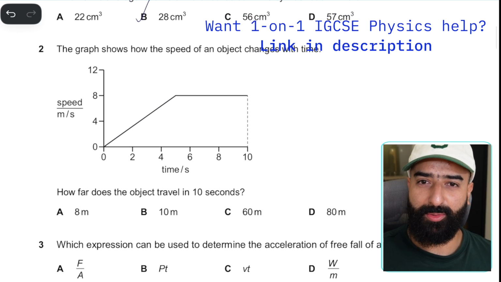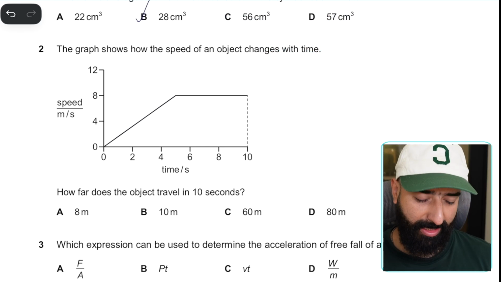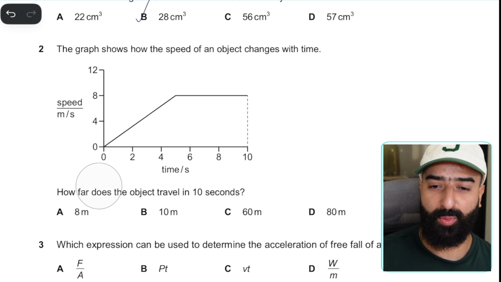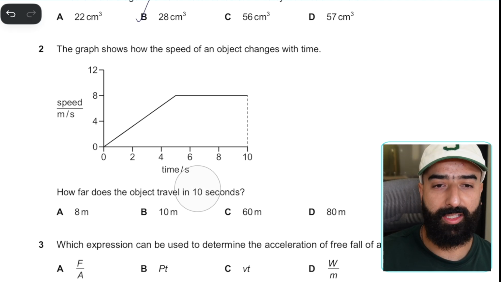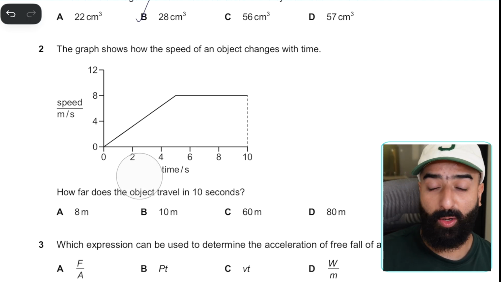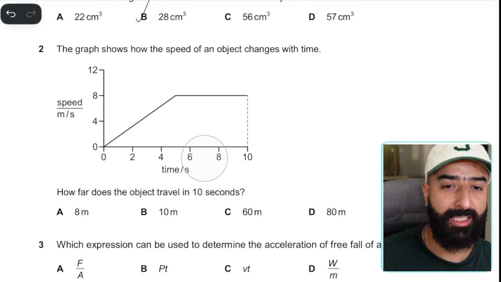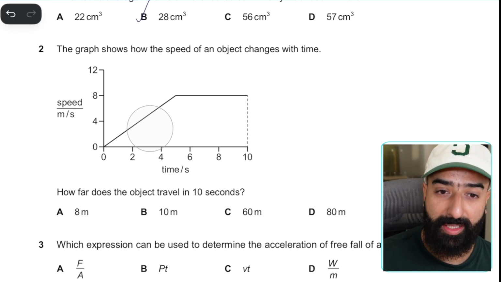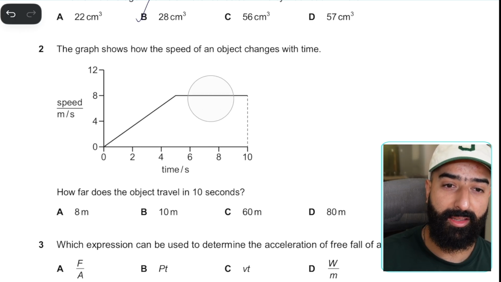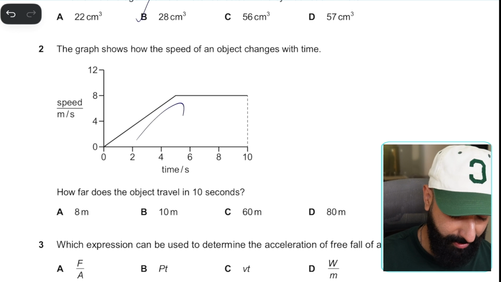Okay, question 2. The graph shows how the speed of an object changes with time. Speed versus time. How far does the object travel in 10 seconds? Now, whenever we are given a speed time plot, to find the distance, what do we do? We find the area under the curve. So we got to find this area.